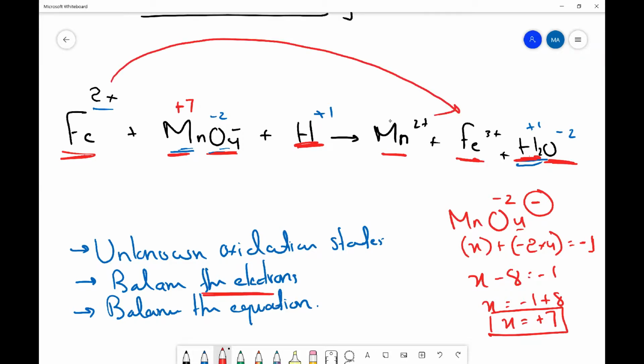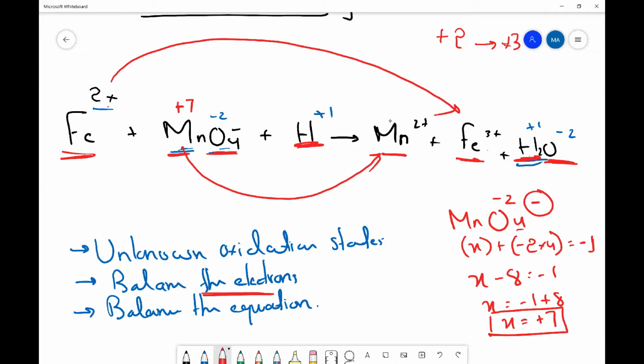Both of the irons and both of the manganese ions. Okay, now look at the irons. Iron is 2 positive here and iron is 3 positive here. If your oxidation state is going from plus 2 to plus 3, what does it mean? This is an increase in oxidation state, right? And oxidation is loss of electrons and increase in oxidation state, right?